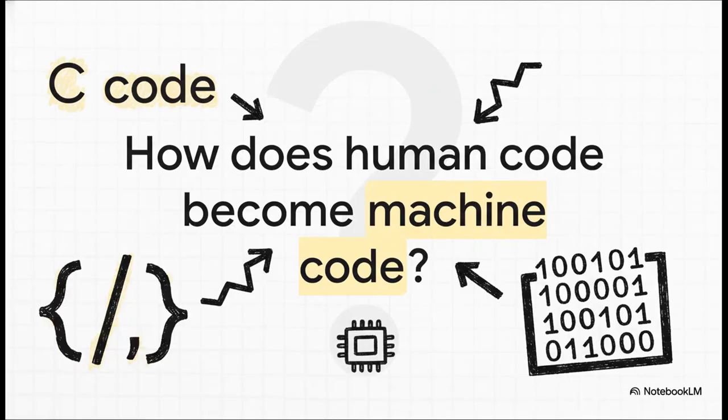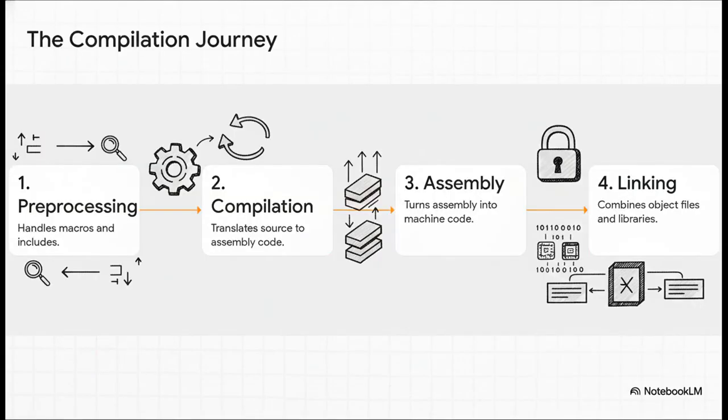But hold on, there's a pretty big gap here, isn't there? We write code in a language that looks kind of like English, like C. But the processor at the heart of your computer only understands one thing, ones and zeros, pure machine code. So how do we bridge that gap? How does our human-readable code become something the machine can actually understand? Well, it happens through this amazing journey called compilation.